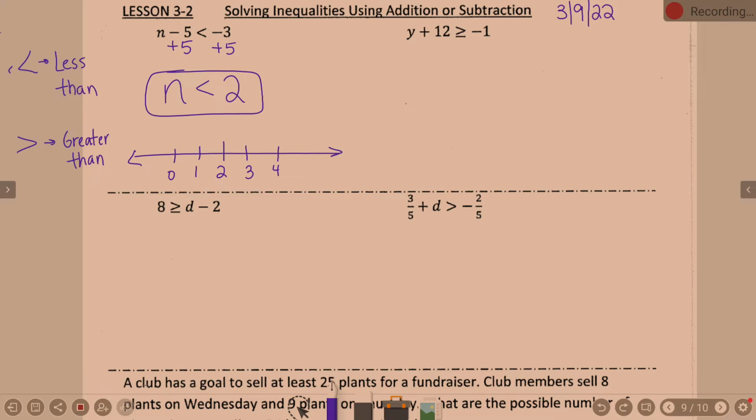Now, what does n less than 2 mean? Where are numbers that are less than 2? 1 and 0. Anything to the left. So this is where we're going to shade, and we're going to shade to the left.